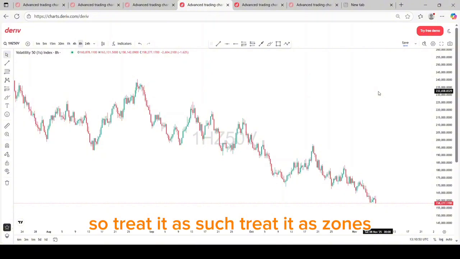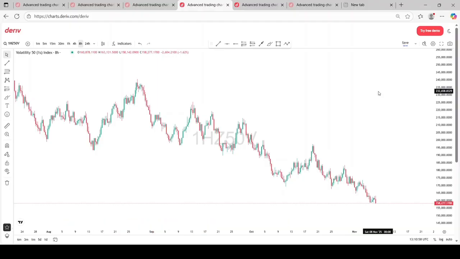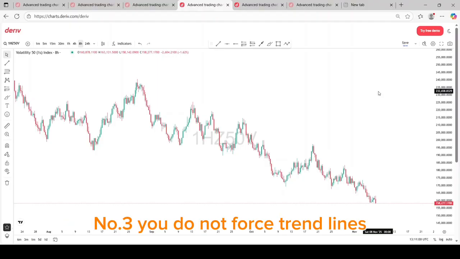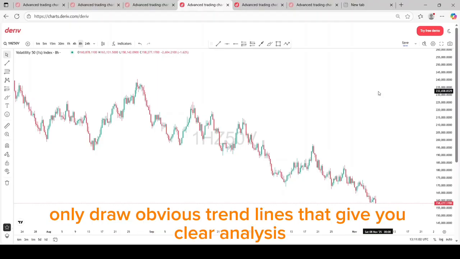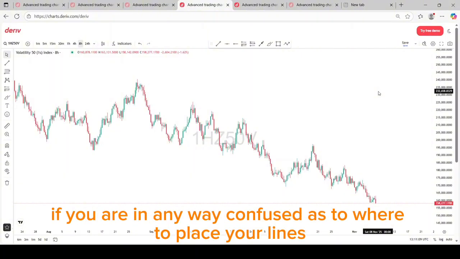So treat it as such, treat it as zones. Do not expect price to always respect your trend line religiously. Number three, you do not force trend lines. Only draw obvious trend lines that give you clear analysis, and avoid it completely if you are in any way confused as to where to place your lines.